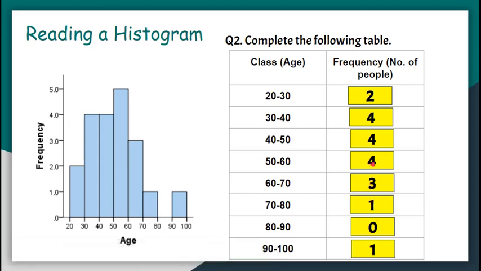Here 50 to 60, यहाँ पे 4 की जगह पे 5 होगा. It is incorrect over here. It's a typing mistake. It should be 5, as you can see from the graph. So from the graph, I have been able to convert it into a table.